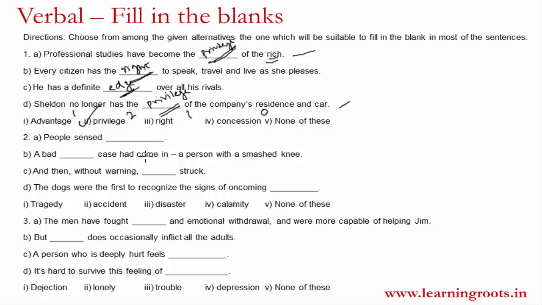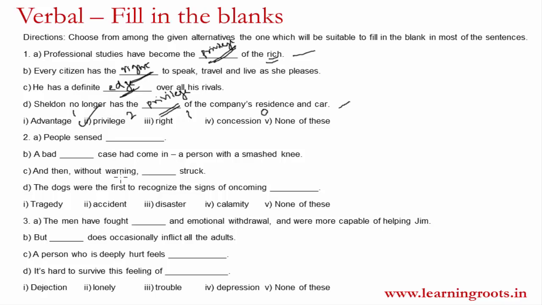I'll solve the second question as well. The third question you can try out on your own. People sensed dash a bad dash case had come in, a person with a smashed knee. A bad dash case had come in, a person with a smashed knee, and then without warning dash struck.